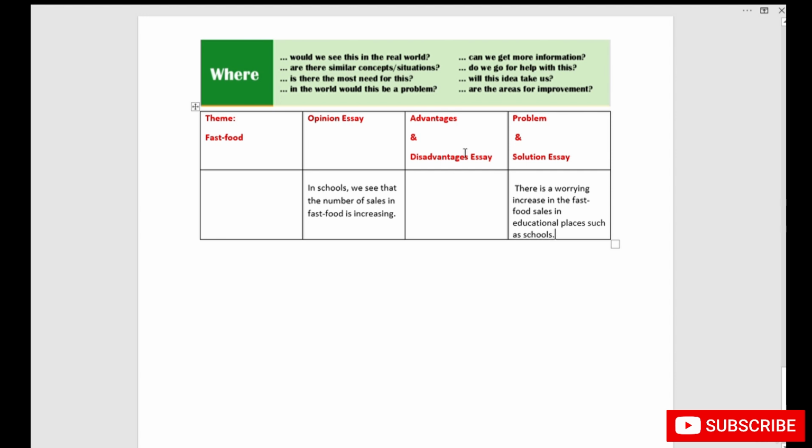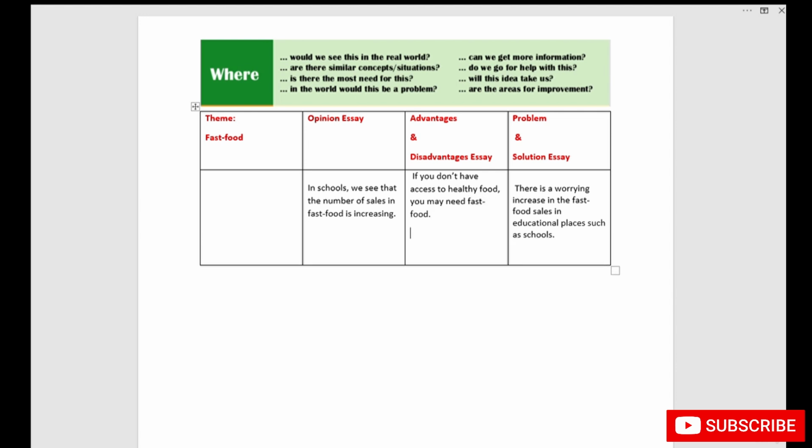Now let's look at where is there the most need for this. So where do we need fast food? And although it's not a very advantageous situation, it's possible to talk about in the advantages part. So you can say, for example, if you don't have access to healthy food, you may need fast food.